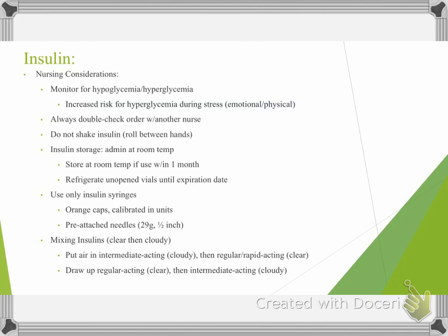You don't want to shake the insulin. You have to roll it between your hands to mix it before drawing up the dose. Or if they're using an insulin pen, you're going to roll the pen before administering the dose. So insulin storage, you want to administer it at room temperature. You want to store at room temperature if you're going to use it within 1 month. If it's going to be longer, you're going to refrigerate. Then you always refrigerate unopened vials until the expiration date.